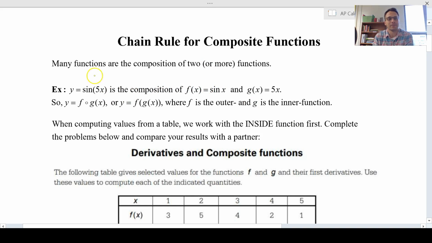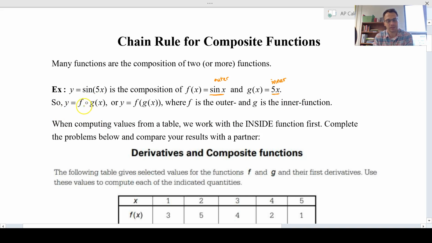Many functions are the composition of 2 or more functions. Sometimes you'll get something like y equals sine 5x, where you actually have 2 functions. You have sine x, which is the outside function, the outer, and then 5x, which is the inside function, or we'll call it the inner function.